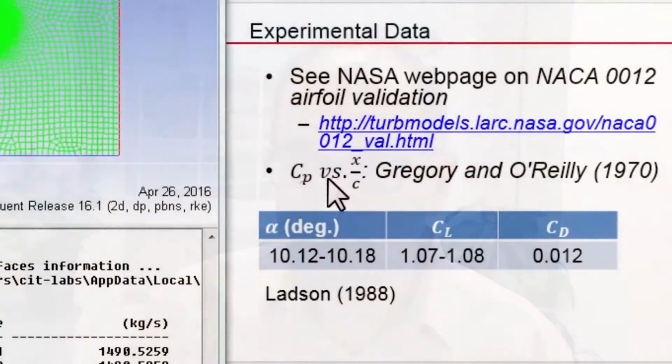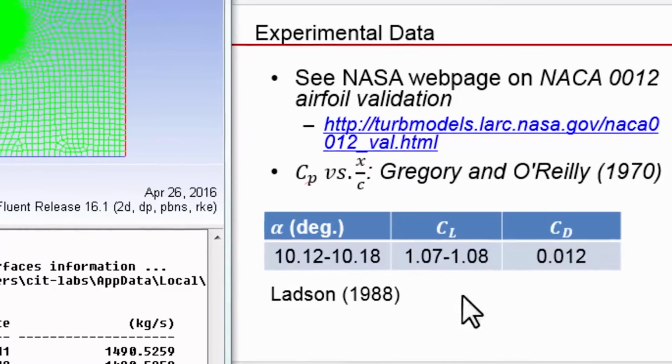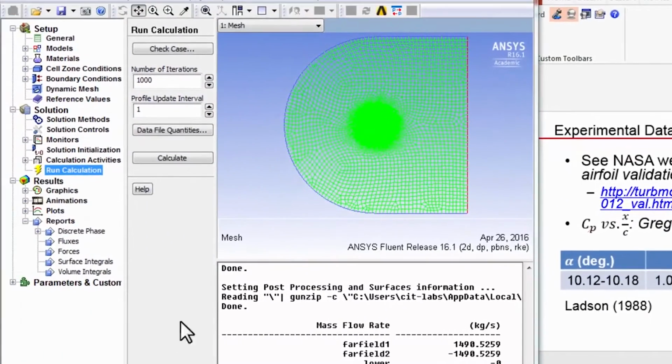Validation looks at whether the mathematical model we solved is an accurate representation of the physics of the problem. And for that, we need to compare with experimental data. We already compared the pressure coefficient from experiment with our results, and we got excellent comparison there. And we also have lift and drag coefficients to compare to.